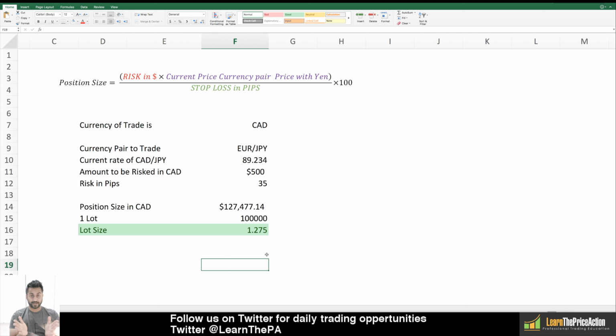So I hope you guys understand how to do this, and in the next section I'll show you how to do this with the other pairs which are not yen, which are, for example, pound or US dollar, and stuff like that. So I hope you guys like this simple video, and in the next section you will see how I do with the other pairs.